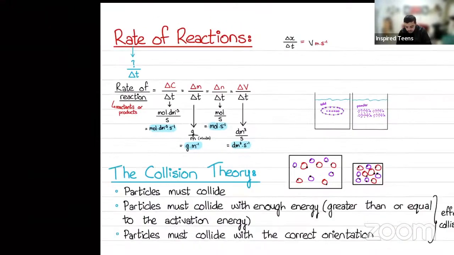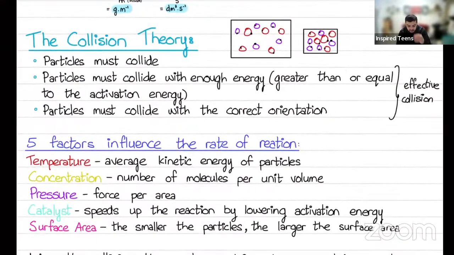Then we discussed the collision theory. Particles must collide with energy greater than or equal to the activation energy, and particles must collide with the correct orientation. This is all part of the collision theory. In order for reactions to occur, in order for bonds to form, the particles need to collide, and then they need to collide in a specific way as well. Those things are mentioned according to the collision theory.